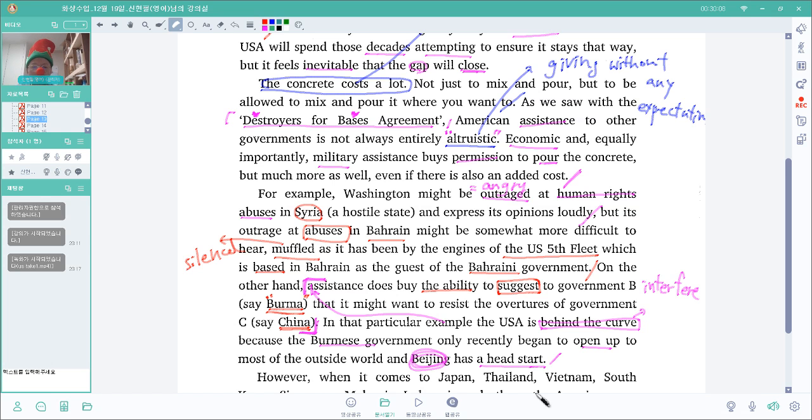Okay, so this explains how America tries to maintain its influence in other foreign countries, and this is why China probably needs more time to catch up with America militarily and strategically.